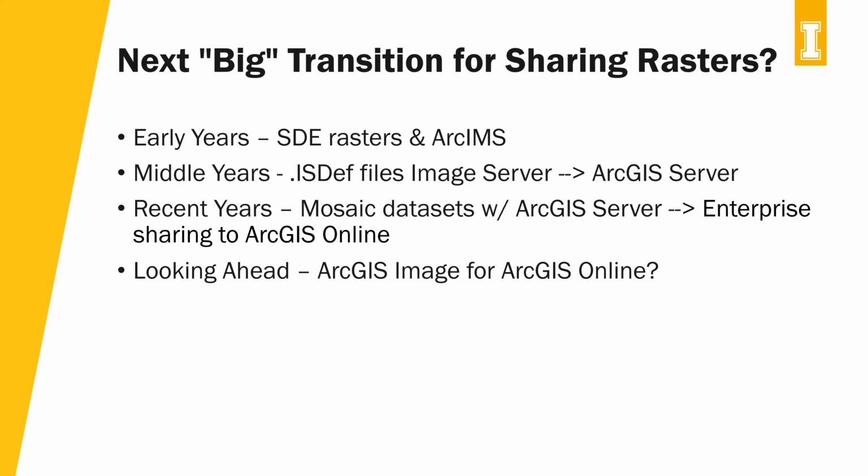And now looking forward, ArcGIS Image for ArcGIS Online gives us not all these capabilities yet, but a number of these capabilities that you can do with on-premises for raster data. And as it continues to improve, it may be one that we adopt at the library for the way we share these data, or that you could take advantage of at this time.